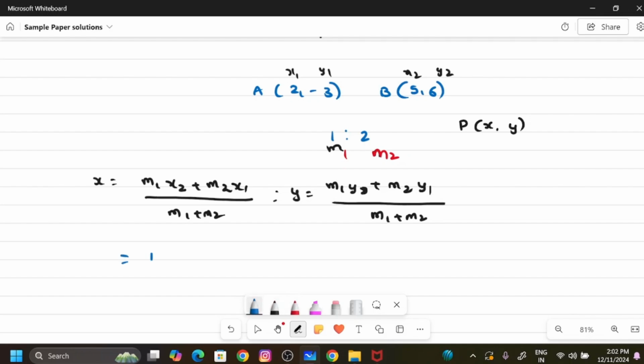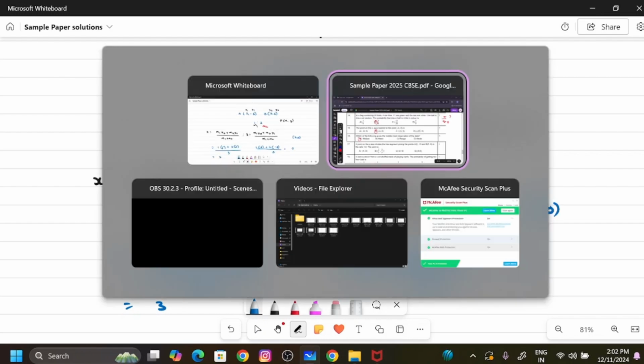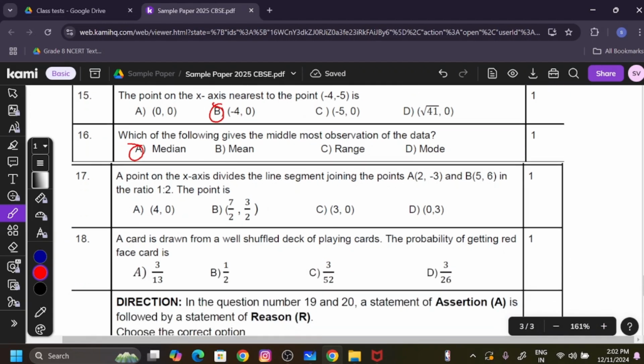So m1 is 1, x2 is 5 plus m2 is 2, x1 is 2 by m1 plus m2, 1 plus 2, 3. So it will be 5 plus 4, 9 by 3 is 3, and m1 1, y2 6, m2 2, y1 minus 3 by m1 plus m2 3. 6 minus 6, 0 by 3 is 0. So the required coordinates are 3, 0. Answer is option C.